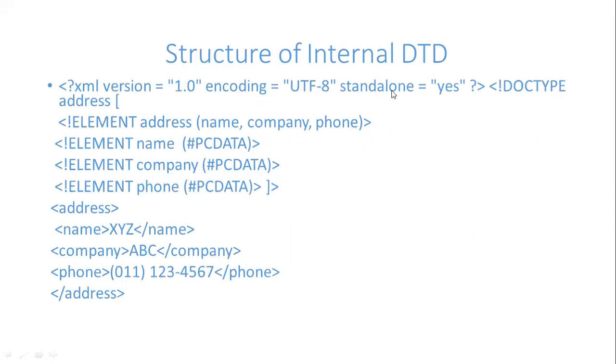This is the XML declaration. The standalone property should be set to yes. Then the document type definition is specified over here. So address is the root element, and then name, company, and phone contain the PCDATA. So an address contains name, company, and phone. Name, company, and phone contain the PCDATA. So address contains name, company, and phone, and then they contain: XYZ is PCDATA, ABC is PCDATA, and the phone number is PCDATA.